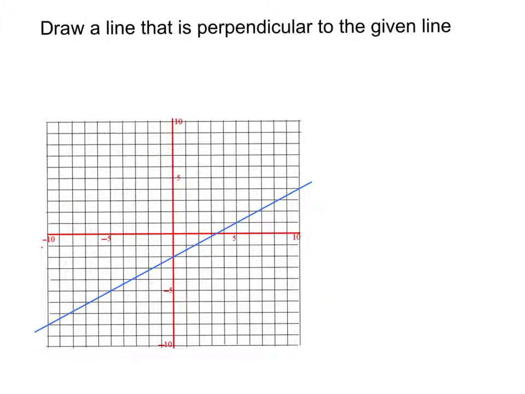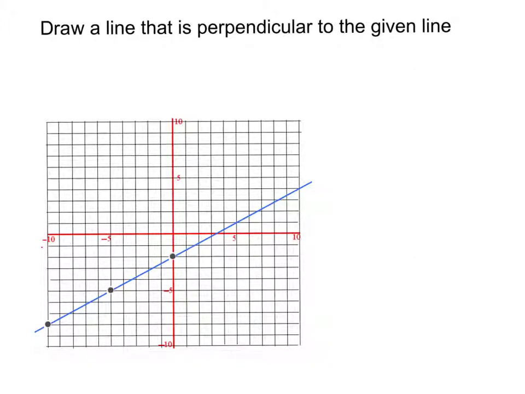Alright, let's try an example where we're given a certain line and we're asked to draw a line that is perpendicular to the given line. Now the first step would be to find the slope of the given line. In order to do this, we need to locate some ordered pairs that are on the graph. Starting on the left side, it looks like the point -10, -8 is on the graph. It also looks like the point -5, -5 is on the graph.